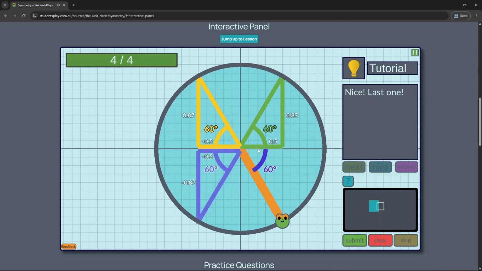Okay, horizontal length, it's the same as this one. So they're all 0.5s, but these ones are negative because they go to the left. This one will just be the same as this, which is positive 0.5. And then this one is going to be 0.87, like all the rest of them, but it goes down, which is the same as over here. So it should be negative 0.87. Awesome.